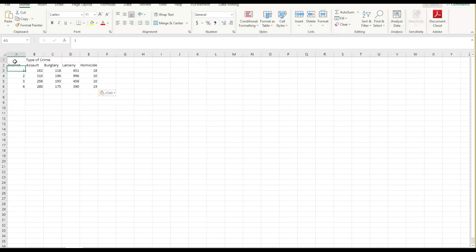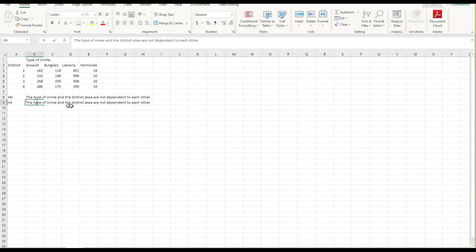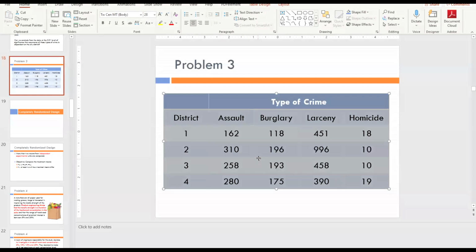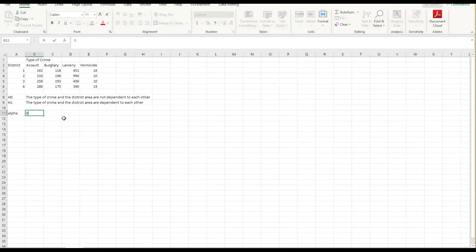Gusto natin makita if the H naught natin is the type of crime and the district area are not dependent to each other. Tapos H1 natin is the type of crime and the district area are dependent to each other. Okay? Tapos alpha natin, may sinabi ba doon? Kung walang sinabi, let's assume 0.05, no? Sinabi pala 0.01. Okay? So we can do alpha equal to 0.01.